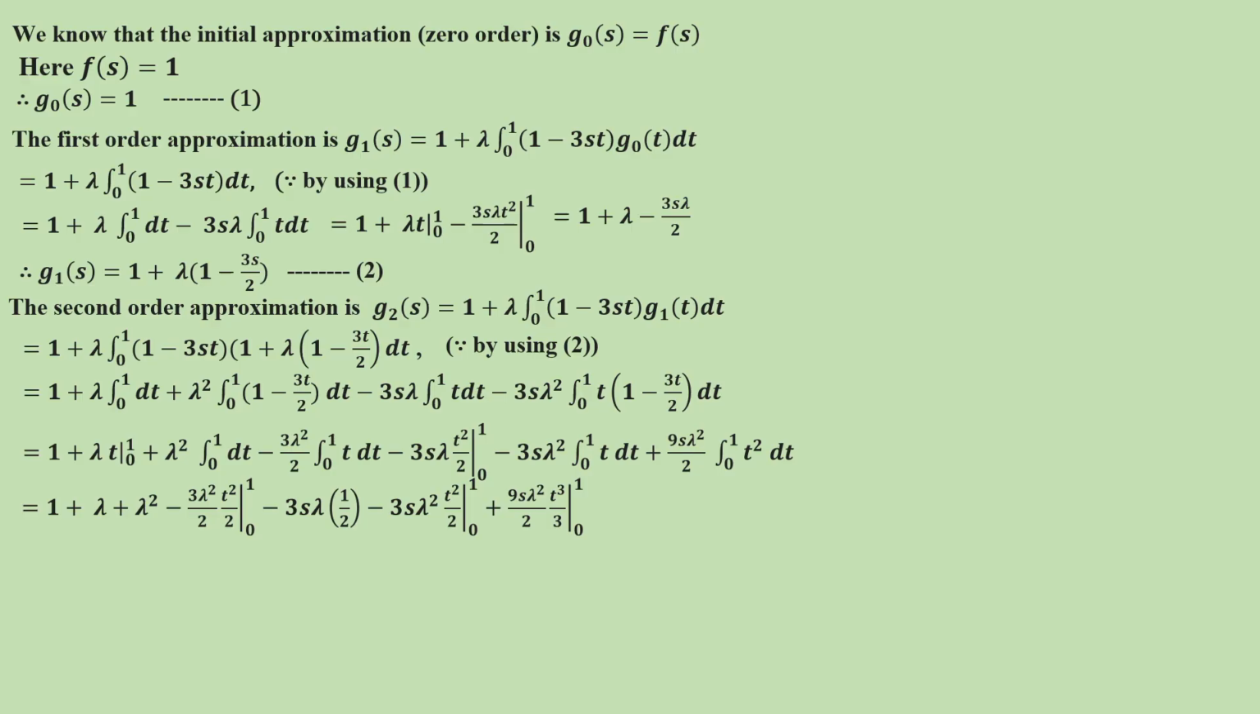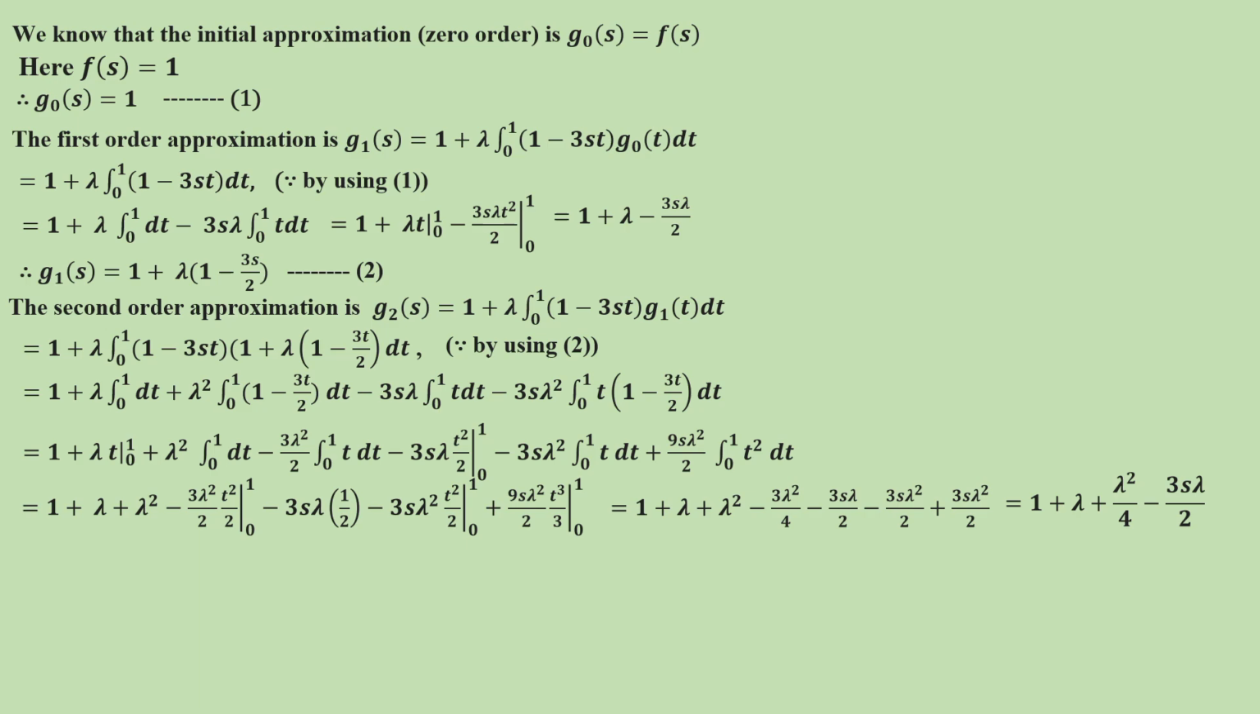Then the last term plus 9s lambda square by 2, integral t square is t cube by 3, lower limit 0, upper limit 1. Substituting the upper limit, you will get 1 plus lambda square minus 3 lambda square by 2 into 2 4, minus 3s lambda by 2 minus 3s lambda square by 2 plus 3s lambda square by 2. So the 3s lambda square by 2 terms get cancelled. Remaining is 1 plus lambda square minus 3 lambda square by 4.